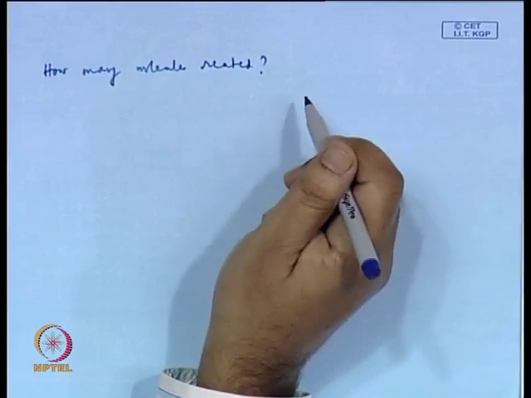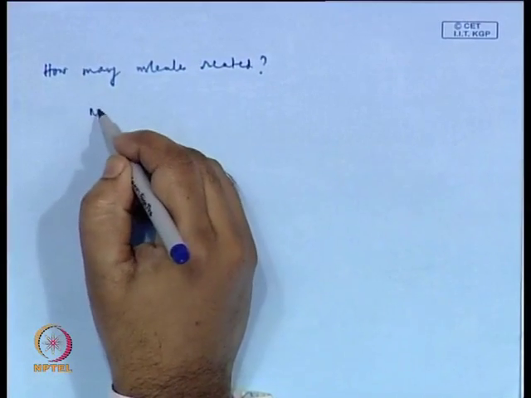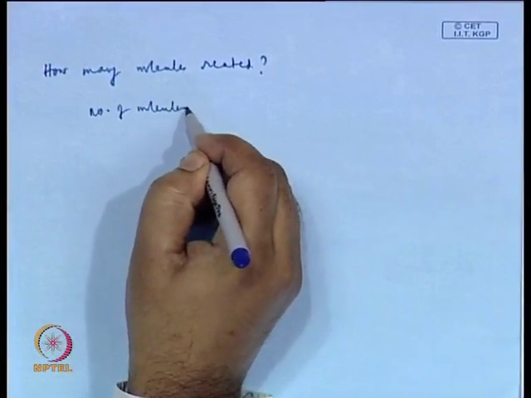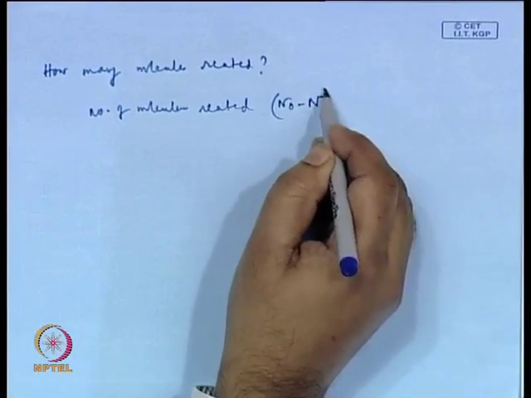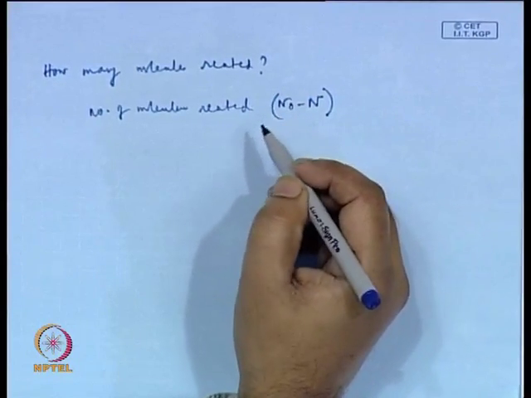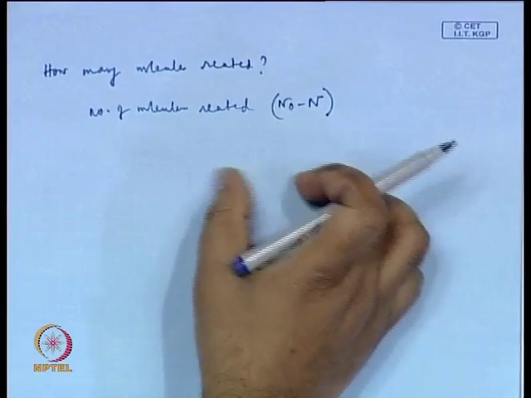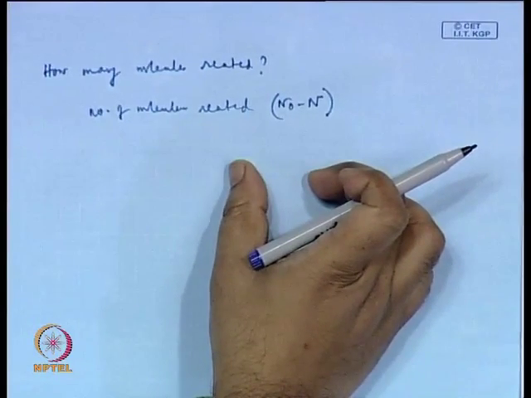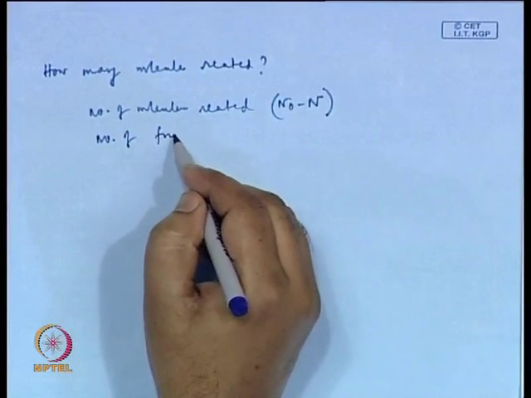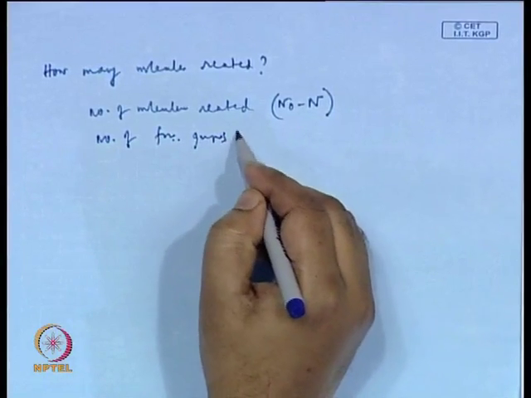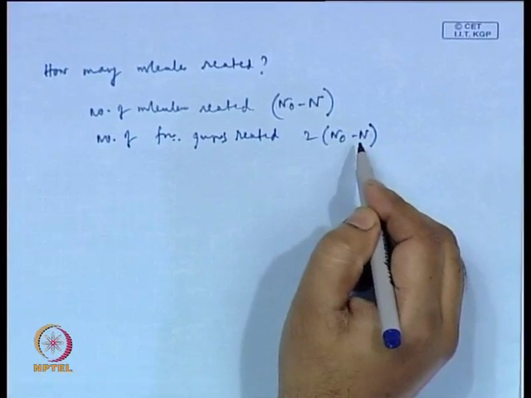N0 was the number of molecules at the beginning, and N is the number of molecules now. So the number of molecules reacted is N0 minus N. Now, when one molecule disappears, how many functional groups are reacting? 2 functional groups. So the number of functional groups reacted is twice (N0 minus N).